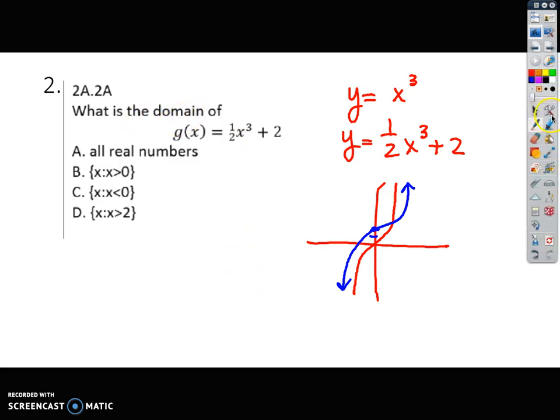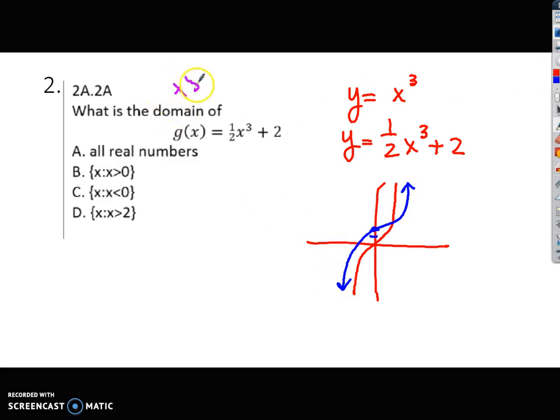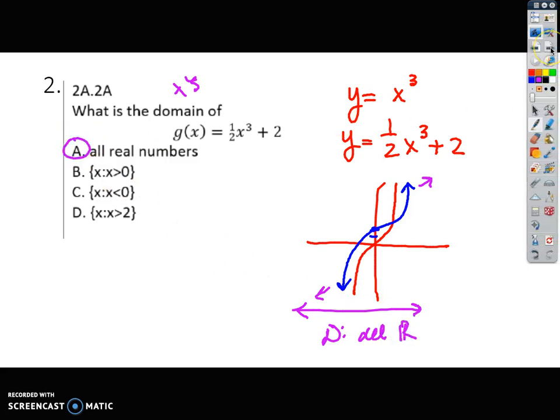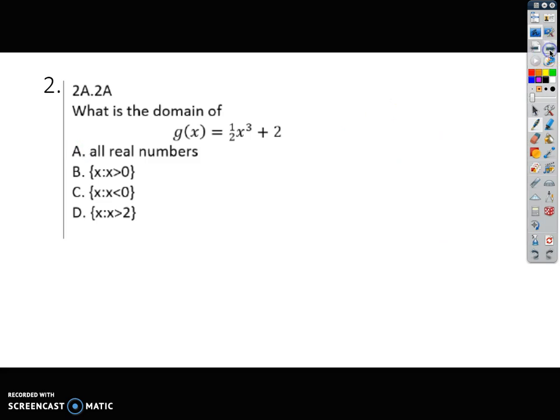It's asking for the domain. So what is the domain again? The domain is all the x's, all the x values. So again, I'm looking at it like this. And if we remember from the parent function, nothing has changed. This function covers all the x's because it keeps going that way and it's going to go that way forever. So the domain is all real numbers. It's A right here. Okay, let's keep going.